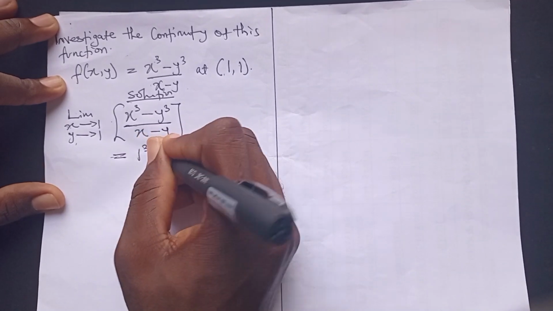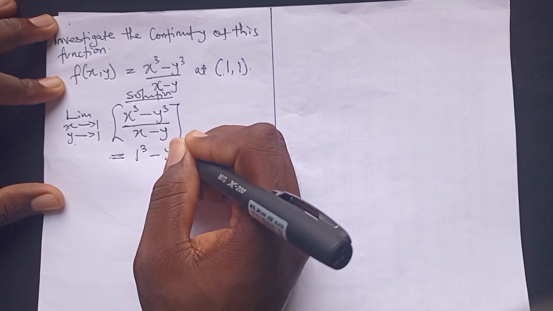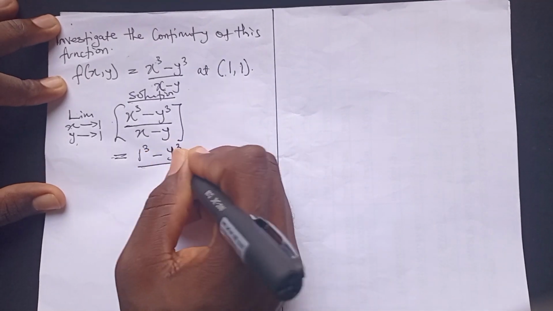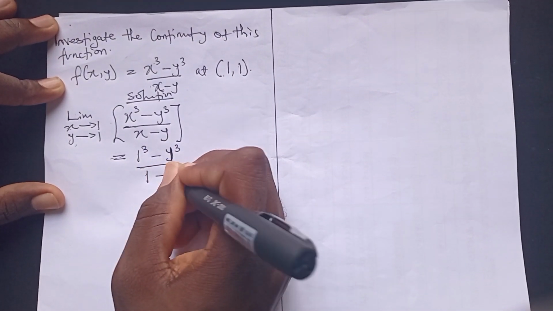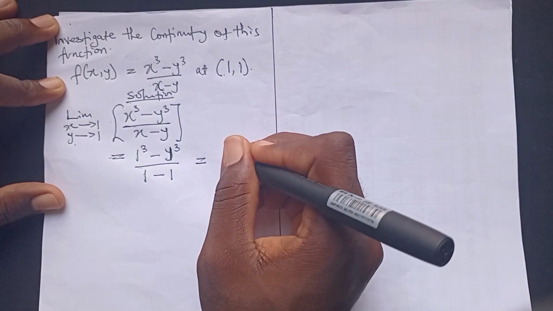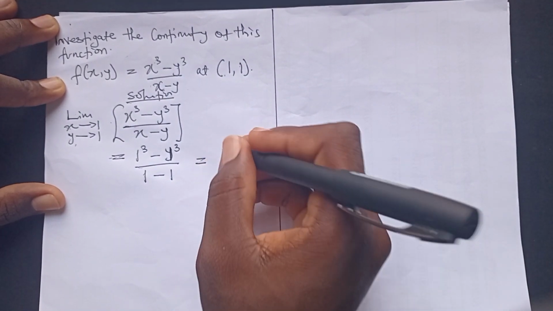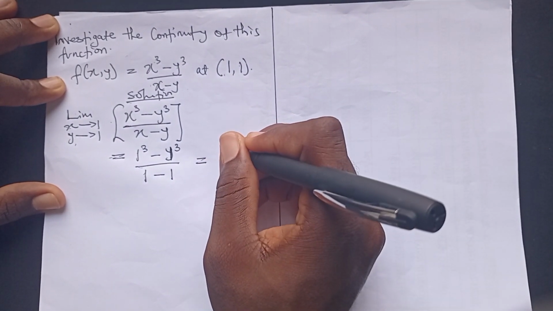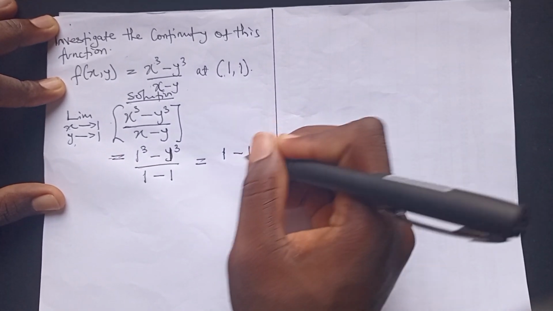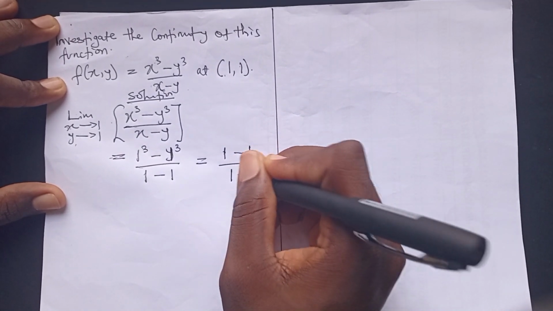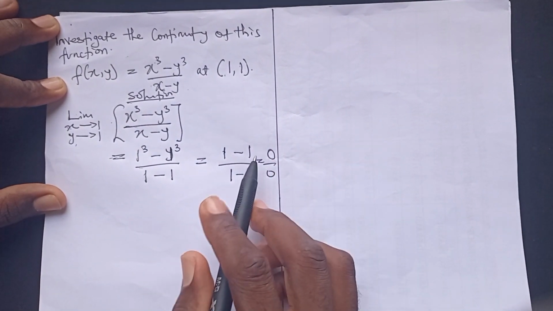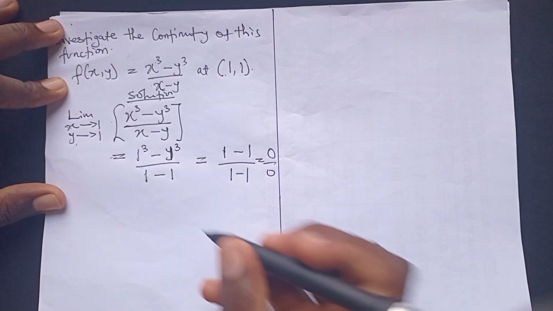1 cube minus y is 1 cube over 1 minus 1. This is equal to 1 cube is 1 minus 1 over 1 minus 1. So this is 0 over 0. So this means that the continuity of this function is what?